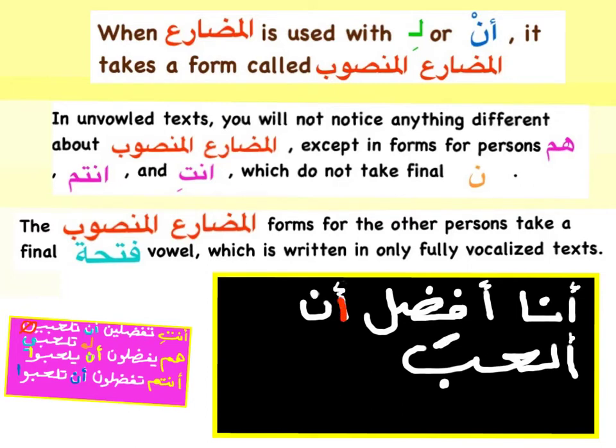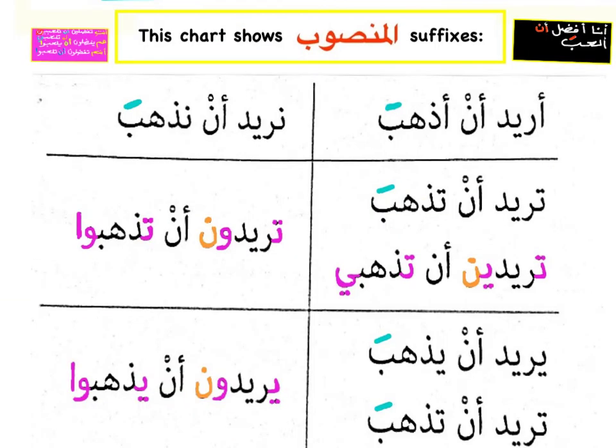So here the effect of أن is obvious in the فتحة. And as you can see, this is how we conjugate أفضل, with أنا أفضل أن ألعب. So yeah, nothing special about the conjugation. It's not like أنتِ تفضلين, it's أنا أفضل with no added suffixes to the word. Okay, let's see this chart.